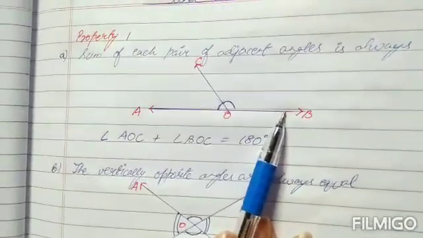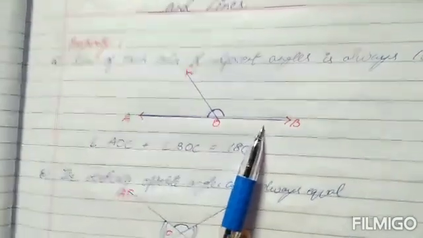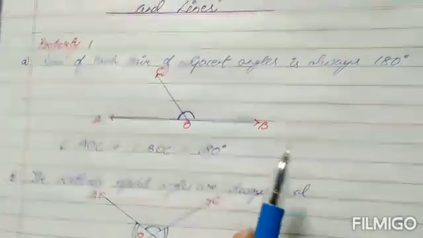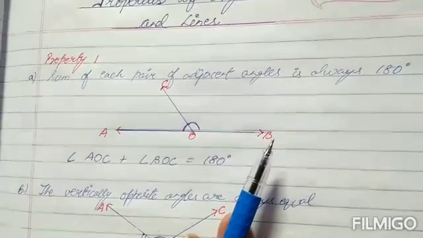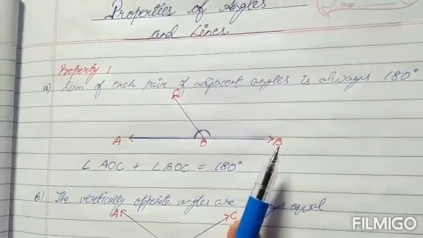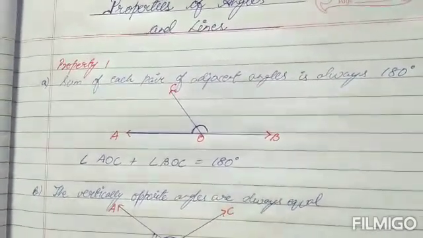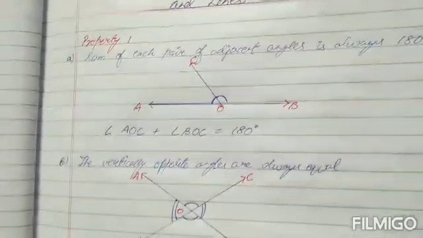It's a small lesson. We have already completed the properties. Now straight away I am going to begin with exercise 25A, and I am going to give you the solutions of the various questions that are given in exercise 25A. Let's begin with the exercise.